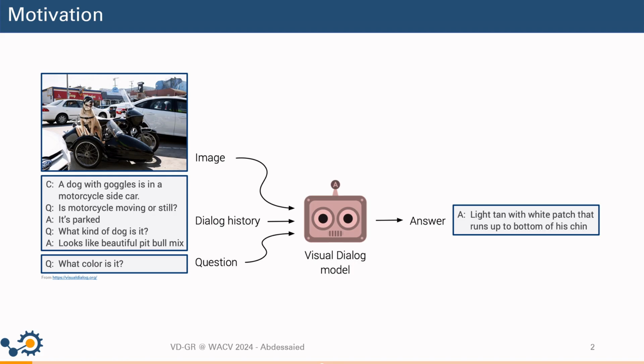For those of you who are not familiar with visual dialogue, the task consists in engaging in a dialogue with a model on some visual grounding. The model needs to reason about an image and a dialogue history in order to answer the question at hand.